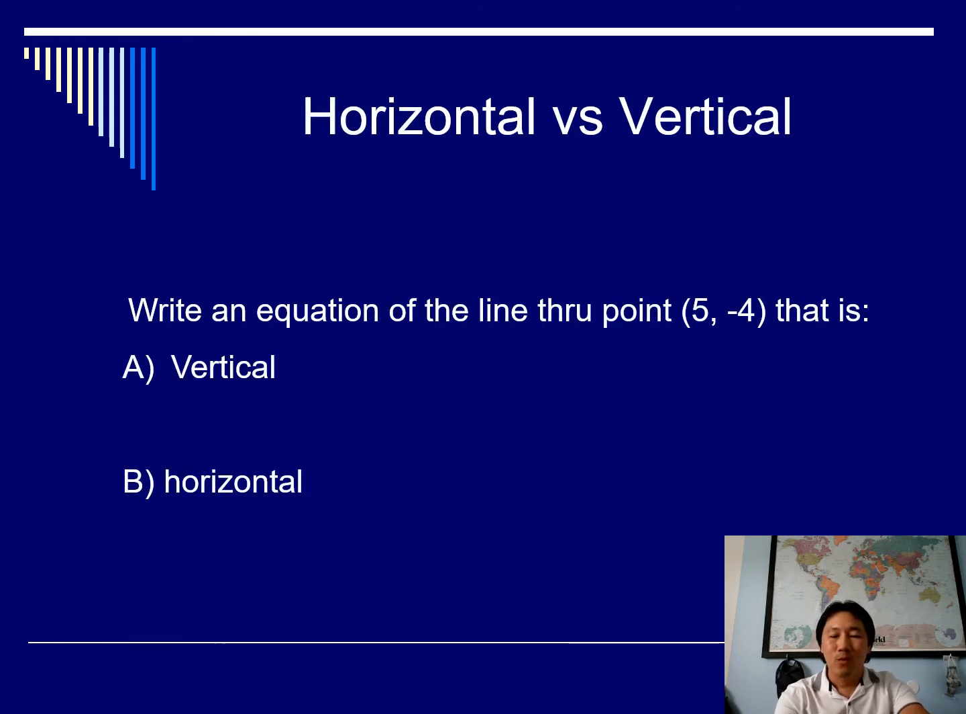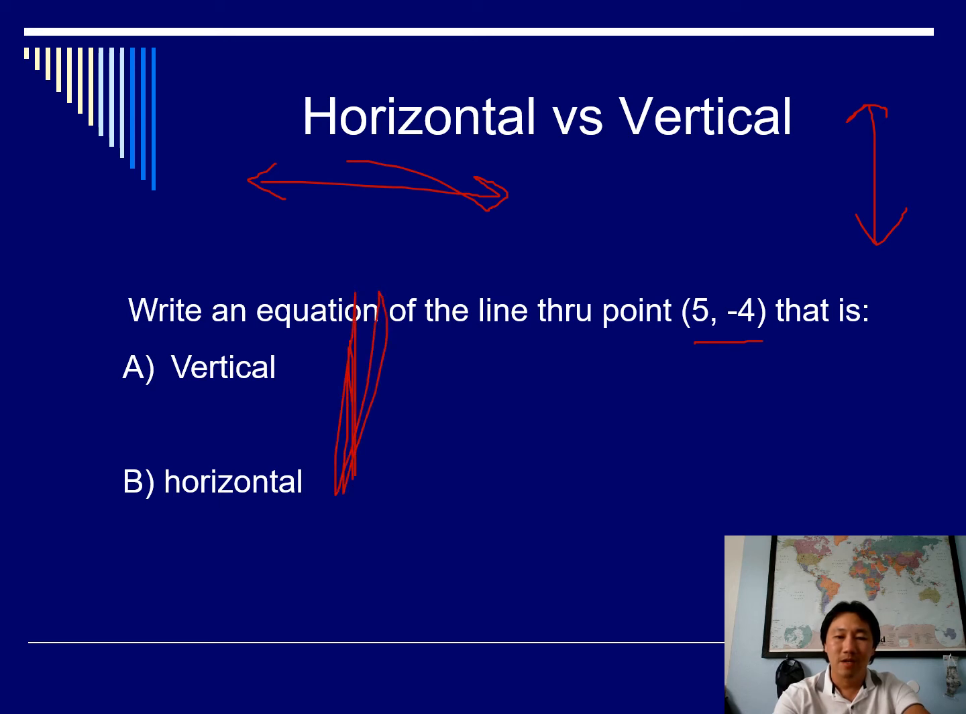What about horizontal and vertical lines? Remember, horizontal lines are lines that go straight across. And then vertical lines go straight up and down. No curvature, no curves. All right, so we want to write an equation of a line that goes through 5, -4, that is vertical. So we want a line that goes up and down, but goes through 5, -4.